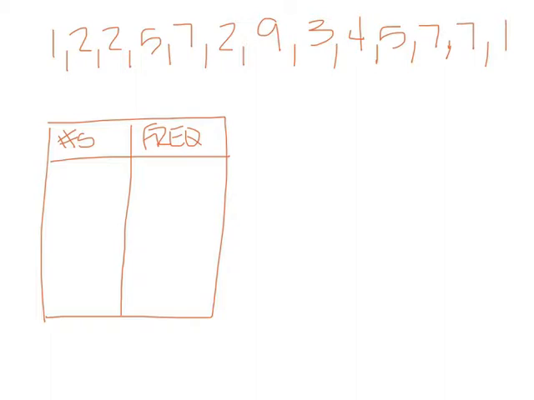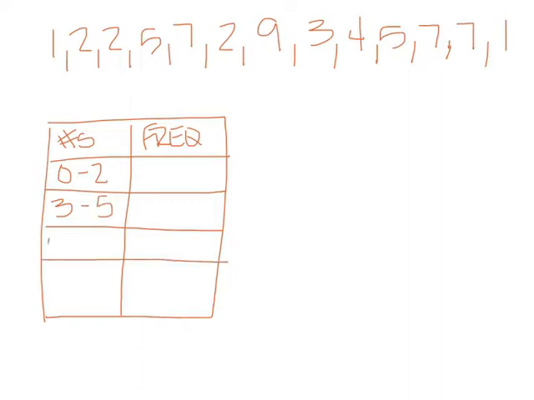All right. Typically when we do a frequency table, we will cluster our information. So instead of saying, like number 1 occurred this often, we might say something like the numbers between 0 and 2, and then the numbers between 3 and 5, the numbers between 6 and 8, and the numbers 9 and above. Okay? So let's go ahead and track the frequency.